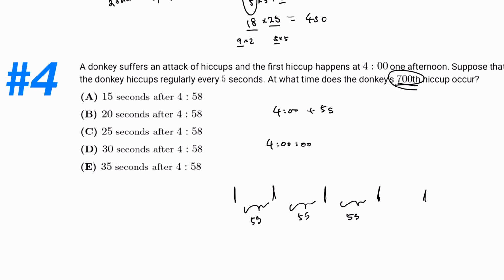If you note, if we have one 5-second interval, 2 hiccups in total occur. If we have 2 of them, then 3 occur. If I have 3 of them, then 4 occur. If I have 4 of them, then 5 occur. So if I have 700 hiccups, then we have 699 of those 5-second intervals. So it is going to be 699 times 5 seconds. That is easy to calculate: 700 minus 1 times 5, which is 3500 minus 5.